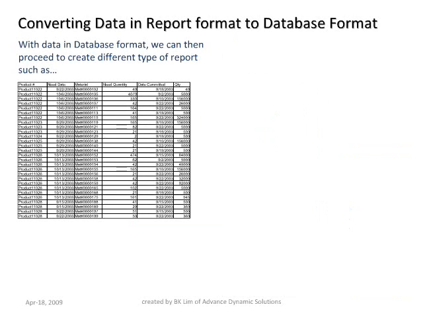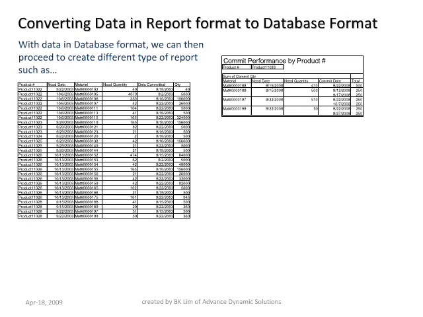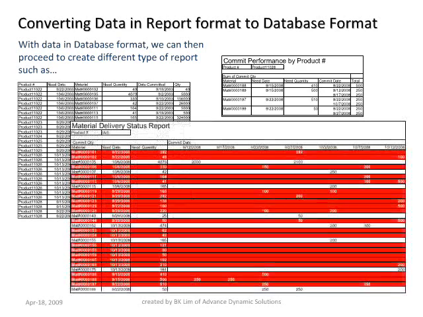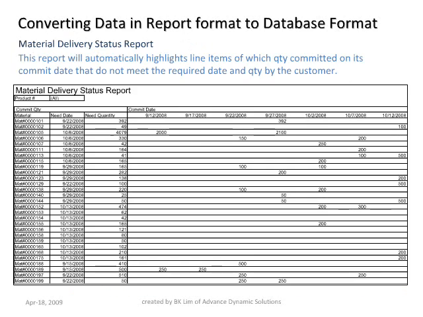With data in database format, we can then proceed to create different types of reports, such as commit performance by product report and material delivery status report. Material delivery status report is a report that will automatically highlight line items of which quantity committed on its commit date do not meet the required date and quantity by the customer.